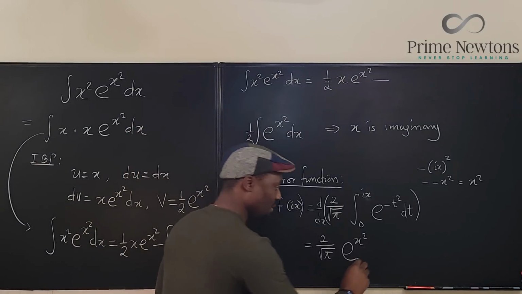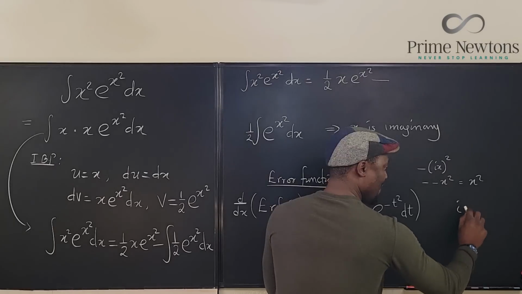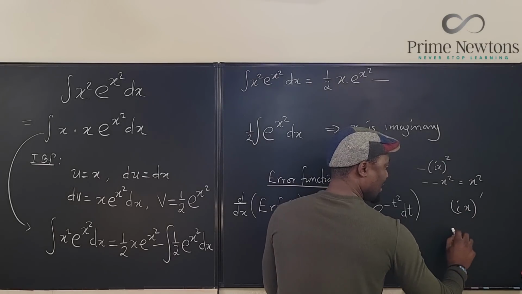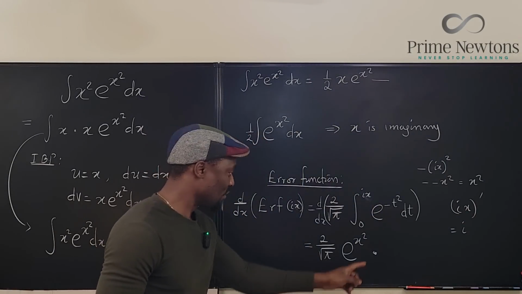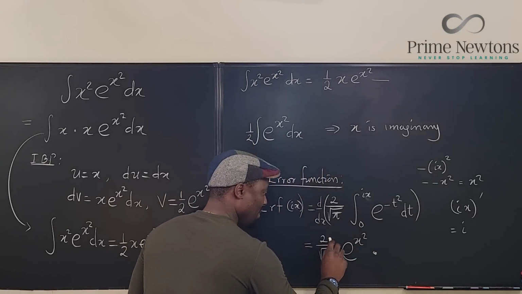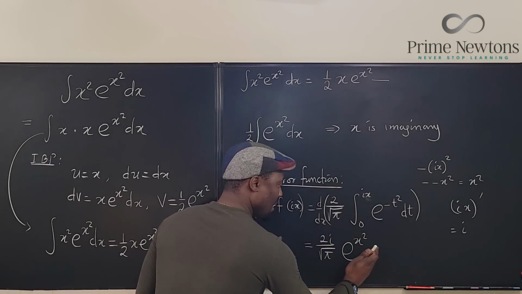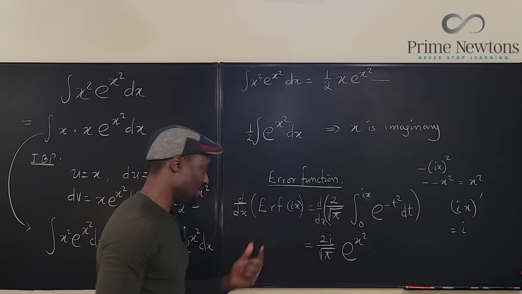But you have to multiply by the derivative of this. The derivative of ix is i, just like the derivative of 2x is 2. So we're going to multiply this by i. Instead of putting the i here, I can put it here. And that is the derivative of this error function of imaginary x.